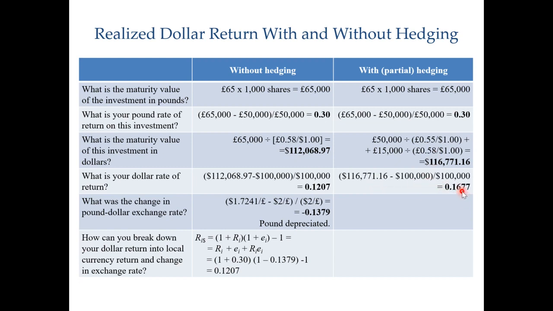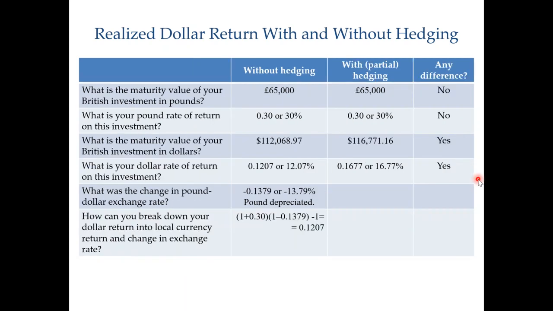It's 16.77%. So I have a summary of these calculations here. What that means is, with hedging, obviously your local currency return stays the same, but your domestic currency return changes. With hedging, in this case, our return was 16.77%. Without hedging it is 12.07%. So there are some differences between these two numbers, as you can see with hedging.